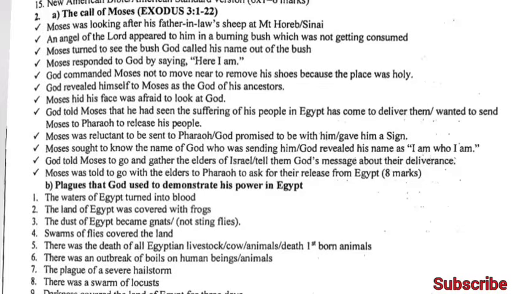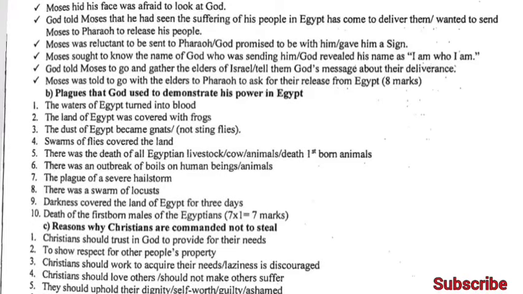Moses sought to know the name of God who was sending him. God told Moses to go and gather the elders of Israel. Moses was told to go with the elders to Pharaoh to ask for their release from Egypt.